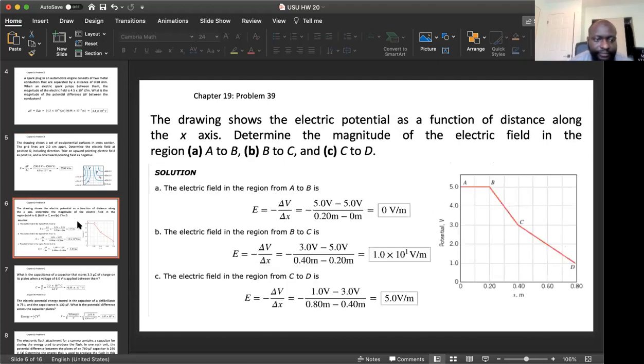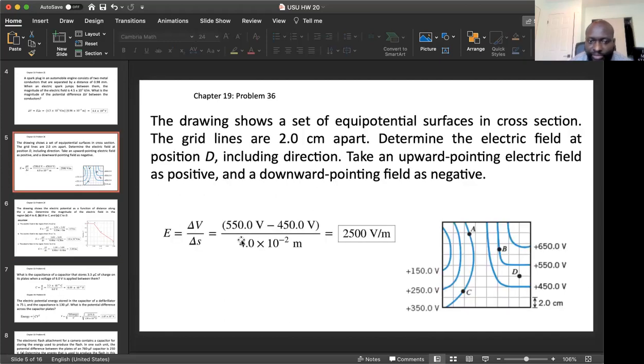Right here, you can observe in this problem the 4 is converted to meters. That's the times 10 to the minus 2 here. So it's 2 plus 2, 4 times 10 to the minus 2.